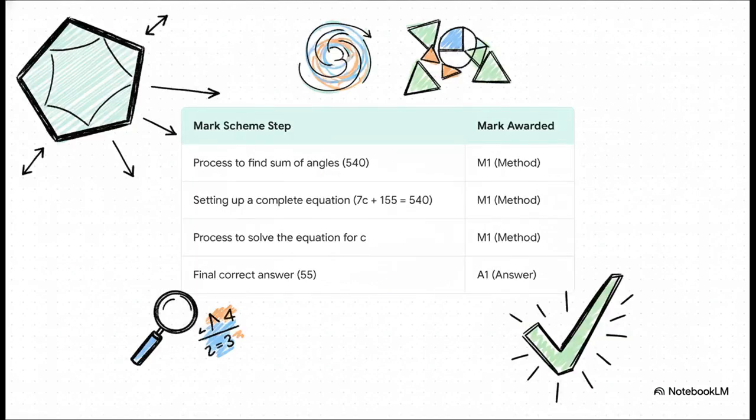So, let's just recap the path to full marks. You get a method mark for finding the 540 degrees. You get another one for building that correct equation, a third one for the process of solving it, and that final accuracy mark for the answer, 55. By showing each of these clear steps, you're not just finding an answer, you're showing the examiner you understand the whole process. And that is the key to guaranteeing a perfect score.